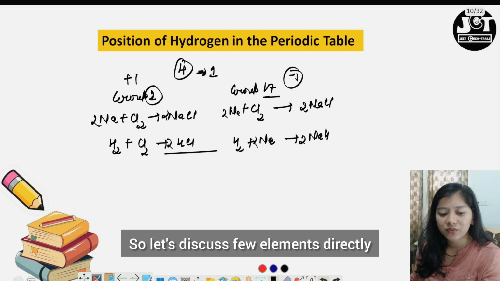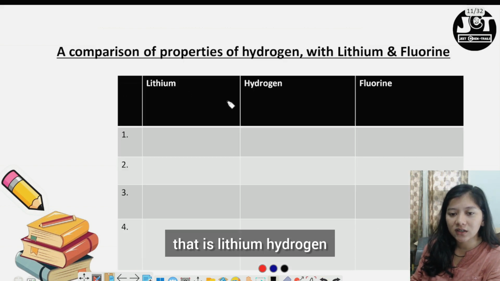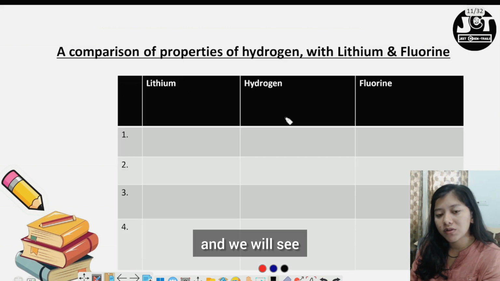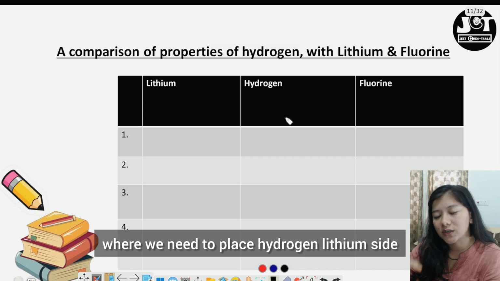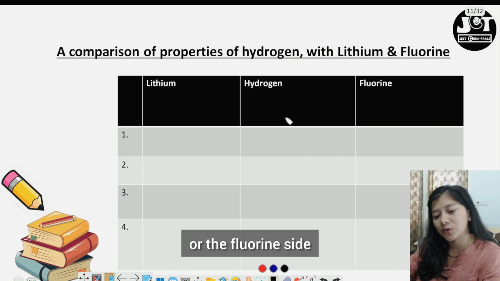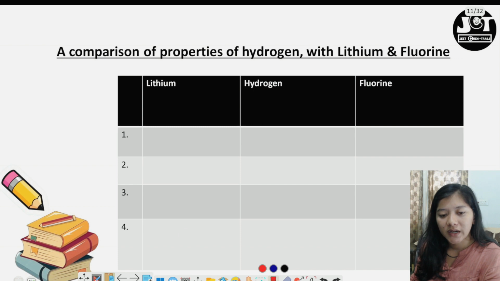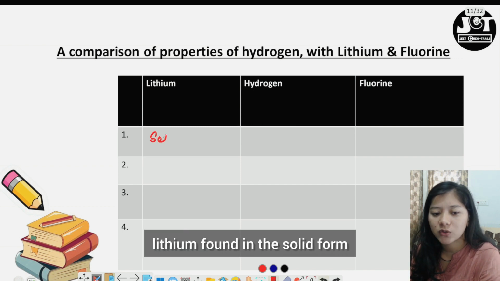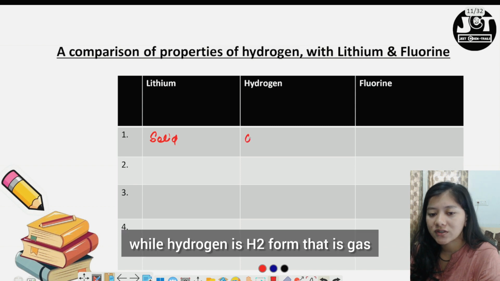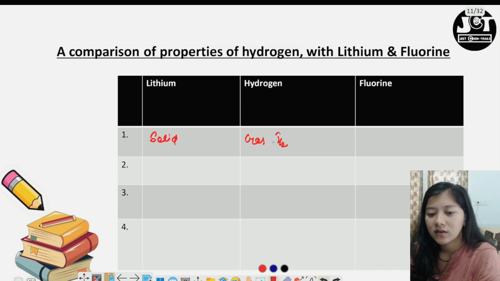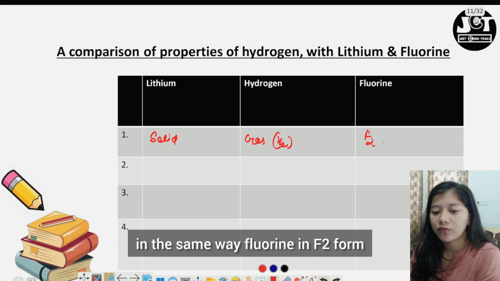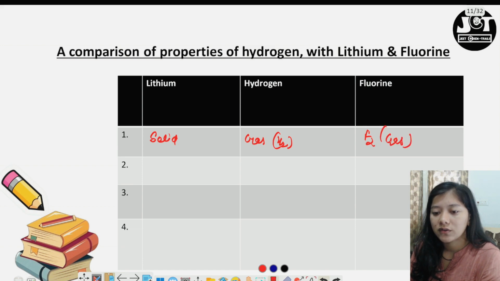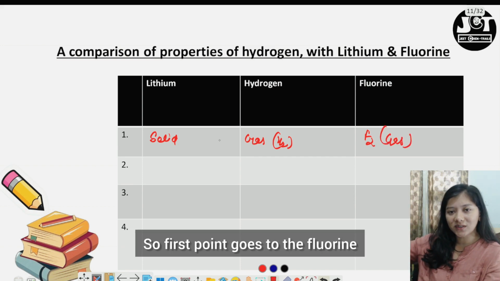So let's discuss a few elements directly, that is lithium, hydrogen and fluorine, and we will see where we need to place hydrogen, lithium side or the fluorine side. Let's go one by one. So lithium, if you see at room temperature, is found in the solid form, while hydrogen is in H2 form, that is gas. In the same way, fluorine in F2 form is also gas. So first point goes to fluorine.